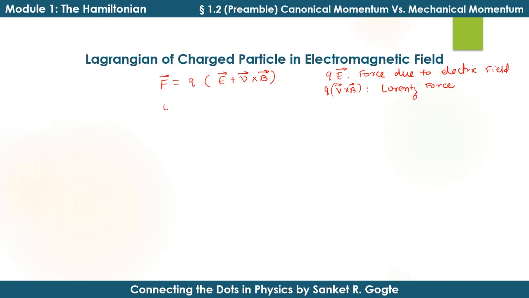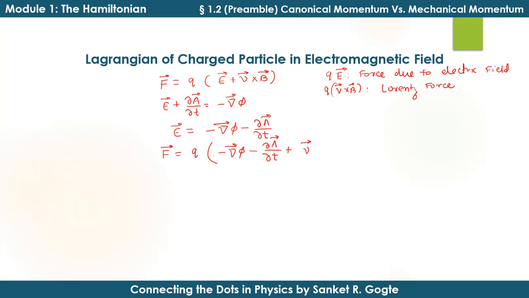Now what I'll do is I'll use the electric field that we derived on the previous slide, E plus dou A by dou T is equal to minus of del phi, and therefore E is equal to minus del phi, this is a vector operator, minus dou A by dou T. F is Q into del of phi minus dou A by dou T plus V cross B, where B is del cross A here.